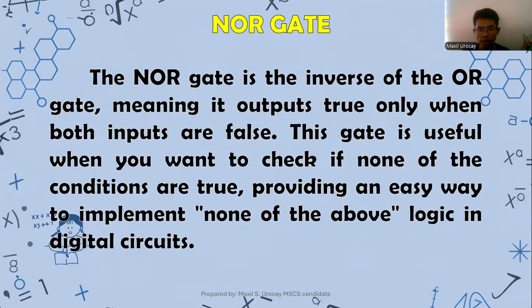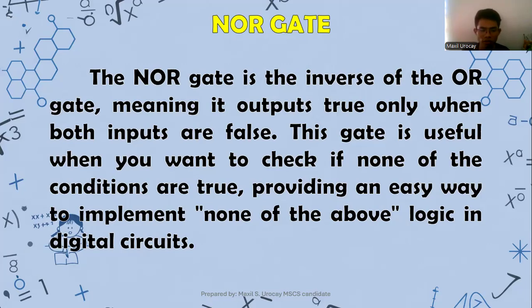The NOR gate is the inverse of the OR gate, meaning it outputs true only when both inputs are false. So meaning to say, class, as in our addition earlier, when the first statement is true and the second statement is false, it will become true, or at least one true will become true. Since earlier for the OR gate it returns false for both statements false, for both statements false here it will become true, and vice versa.